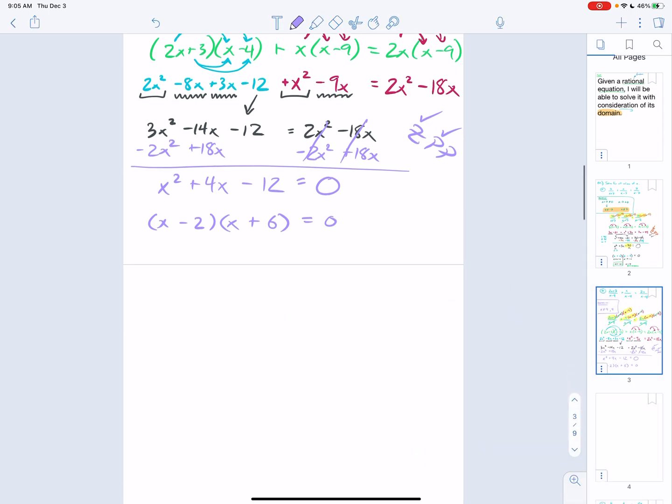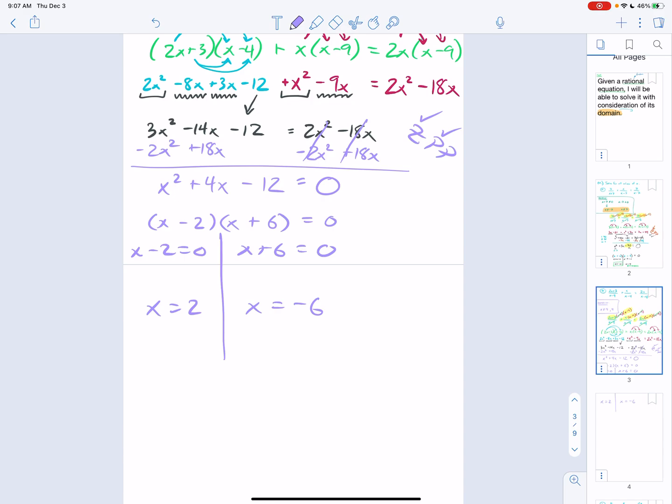Okay, so here, since I have a product equal to 0, I can split. I can set each factor equal to 0. Now, I didn't go over the checking, but you guys should definitely check, okay? Check your outer and your inner. Okay, so eventually you should get x equals 2 and x equals negative 6.